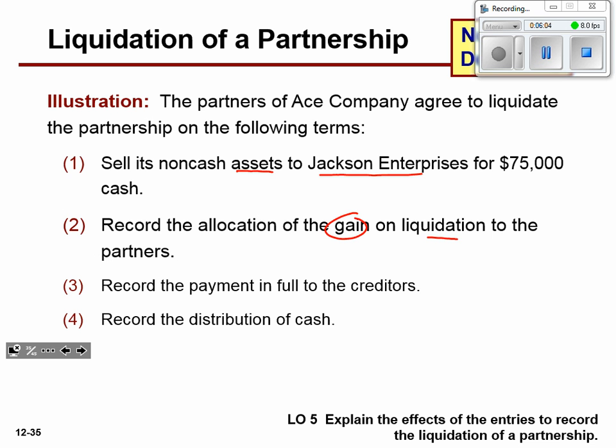Then they record that gain on the liquidation. Remember, it's called a gain on the realization, not a gain on the sale. They're going to record all the payment to all their creditors, or all the debt that they owe. And then they're going to record the distribution of cash to the partners based on their capital balances. These 4 in that order.